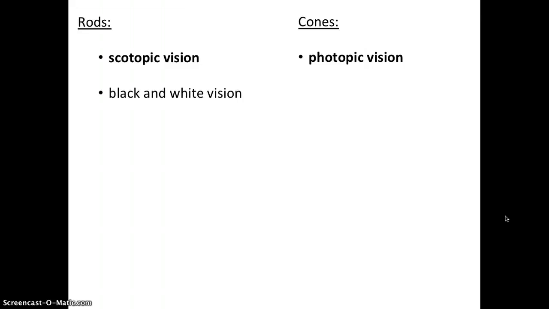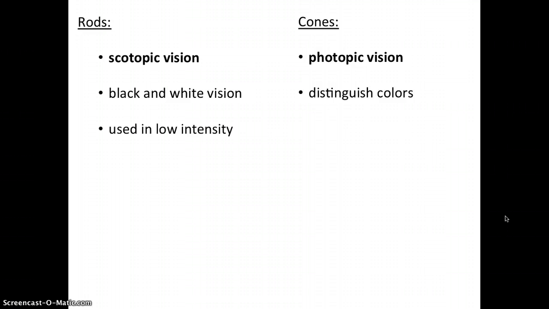There are rods and cones. These are the two light-sensitive cells, or photoreceptors, on the retina. Rods are for scotopic vision. Cones are for photopic vision. Rods are for black and white vision. Cones are for colors.